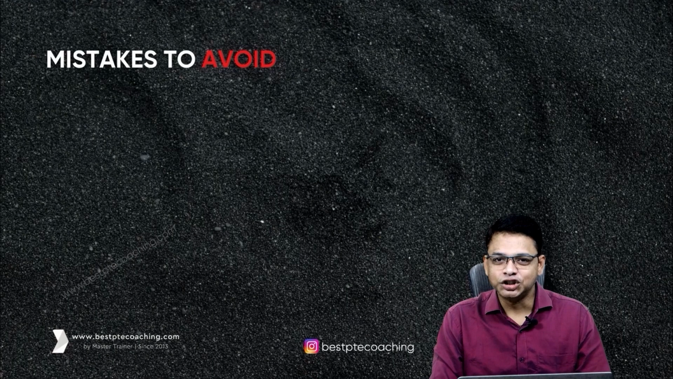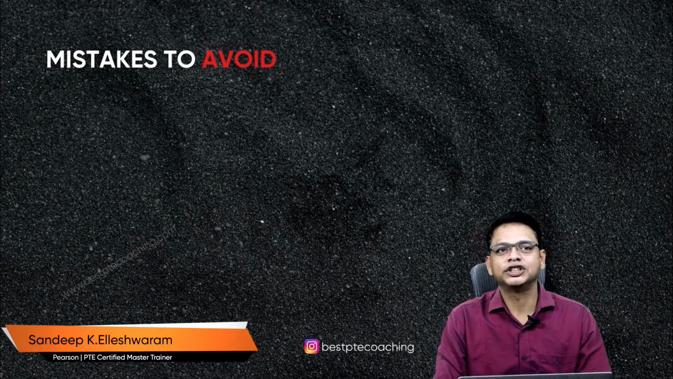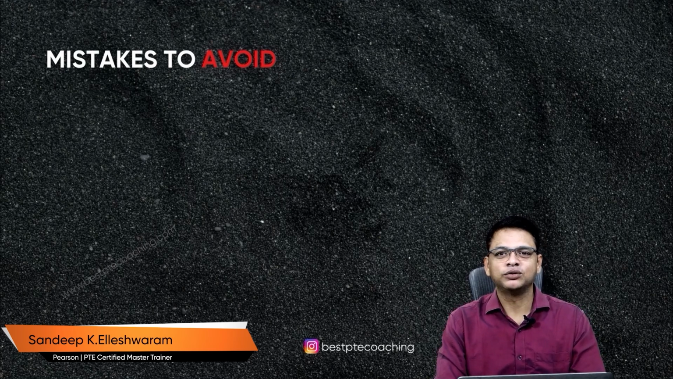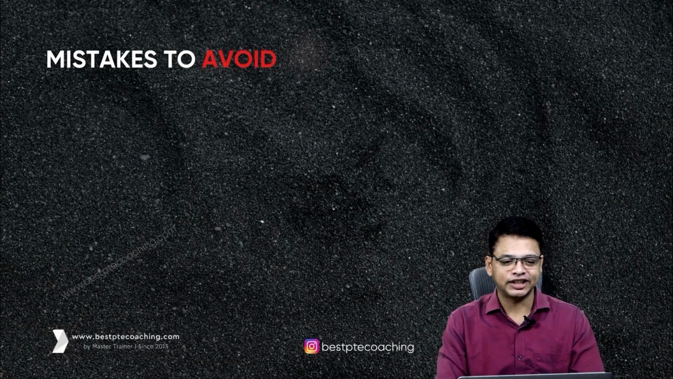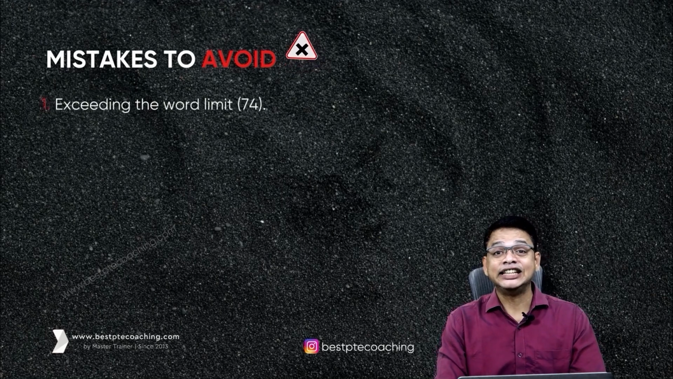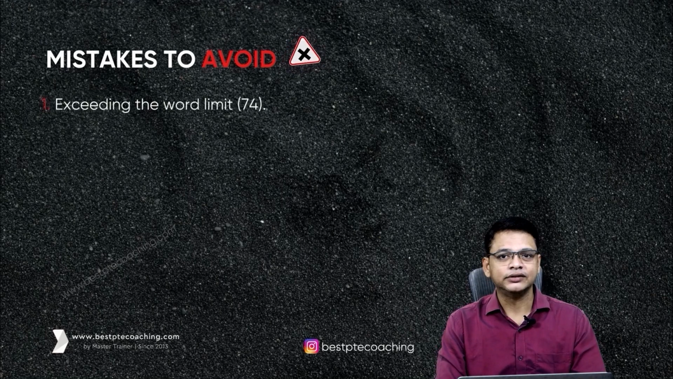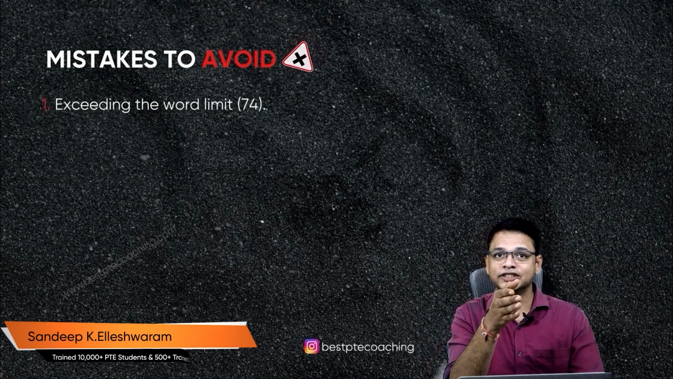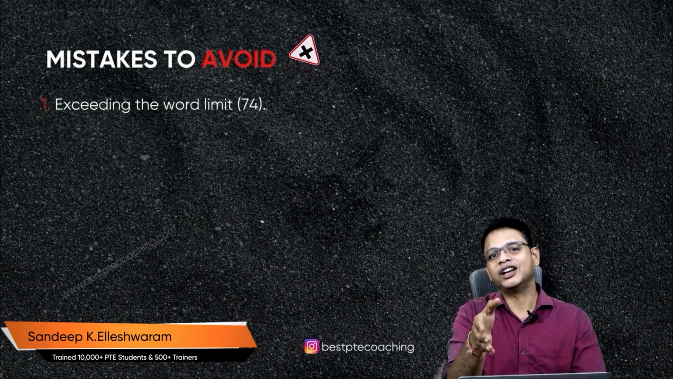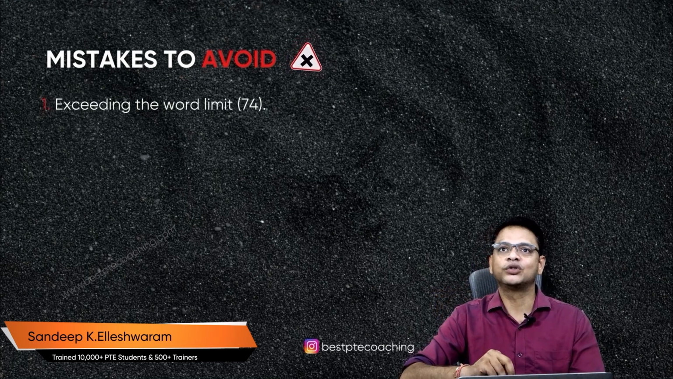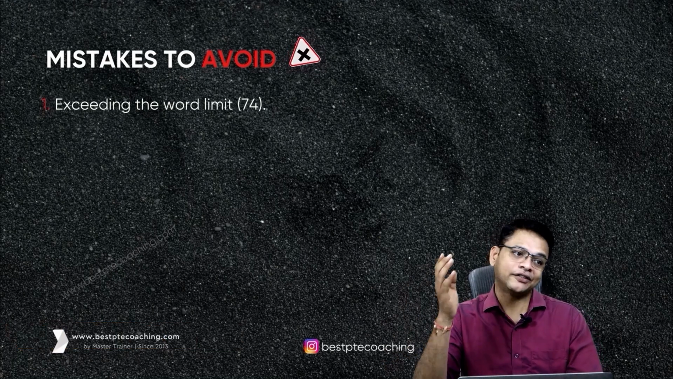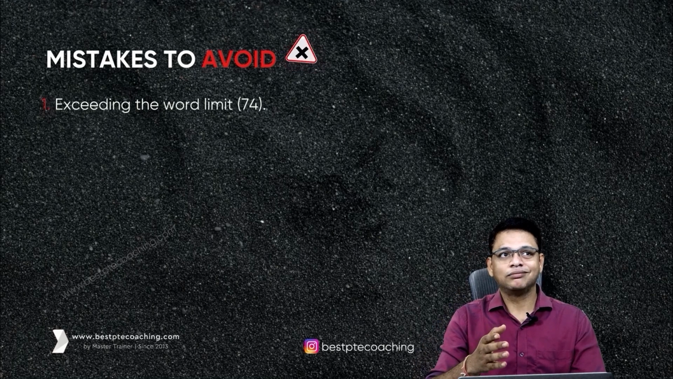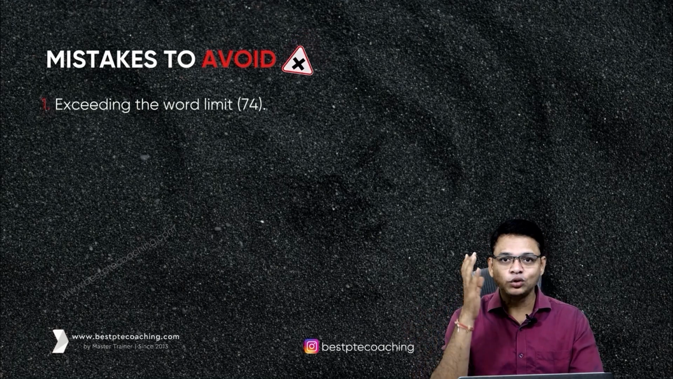So now, since you learned how to answer summarized written text questions, the secrets you learned, the feedback you have seen, the sample answers you have seen, it's time to talk about the mistakes to avoid in summarized written text. Number 1 mistake to avoid is exceeding the word limit. You should not exceed the word limit, guys. You should be writing the answer under 74 words. Exceeding the word limit can really damage your score big time, guys. Now the official guide says only 1 mark will be reduced from your score. But we have seen on several occasions, when somebody exceeds the word limit, getting almost 50-60% of the total score. Huge damage can happen, right?